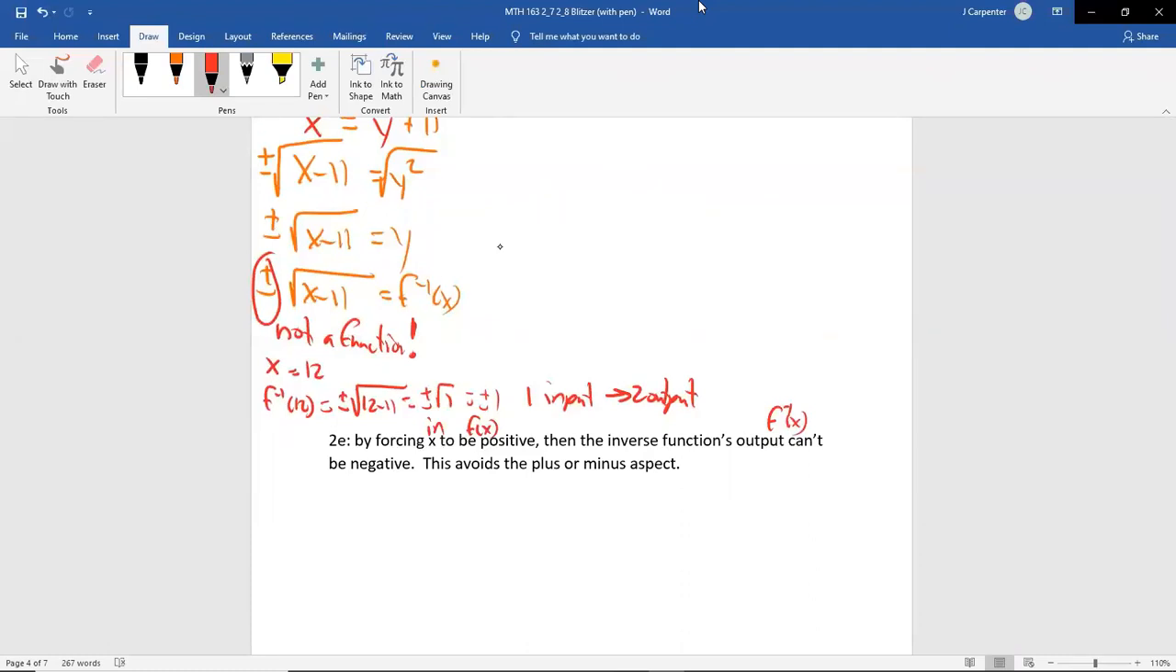So again, that same restriction is here. It's just now that the restriction becomes f inverse has to be bigger than or equal to 0. Saying that x is bigger than or equal to 0 in the function means that the inverse has to be bigger than or equal to 0. That is what avoids the plus or minus aspect.